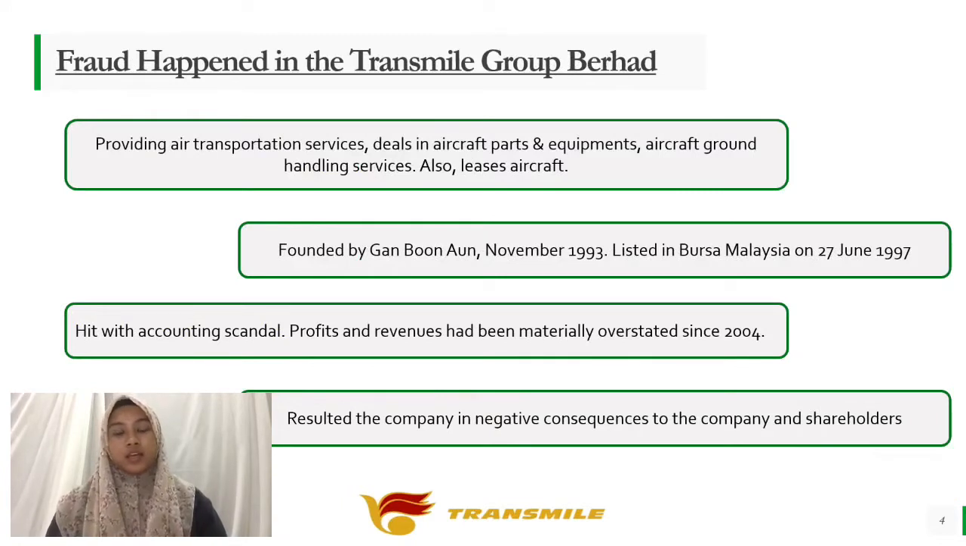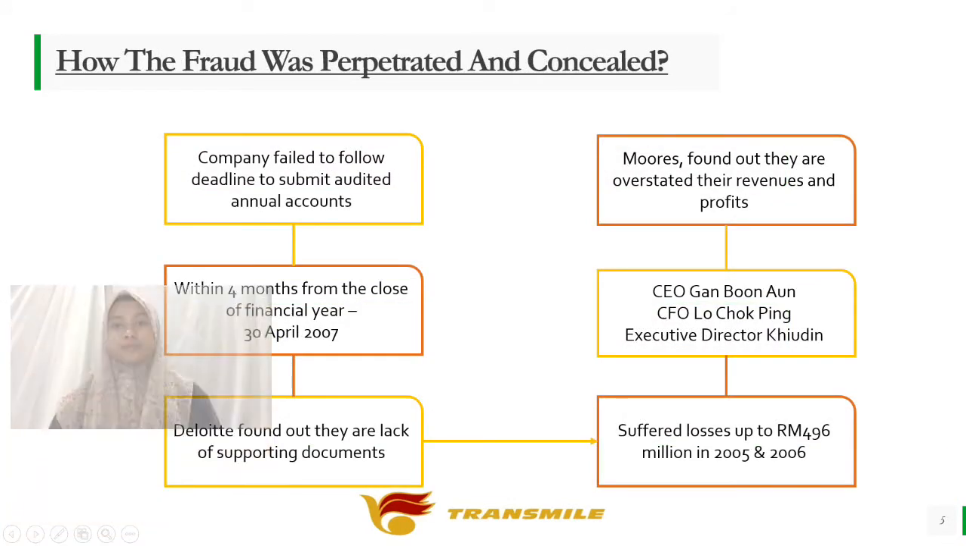27/1997. And in 2007, the company was hit by an accounting scandal where it was claimed that the company had overstated their profits and revenue not only in 2006 but since 2004. And because of the failure of Transmile Group Berhad, it not only affected the company, but it also affected their shareholders as well.